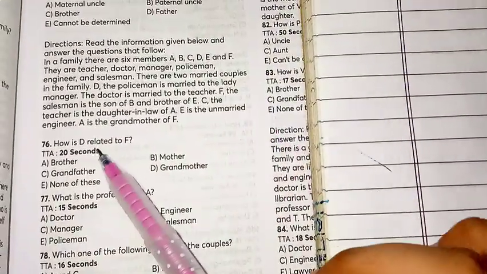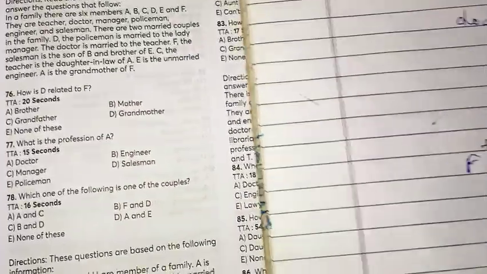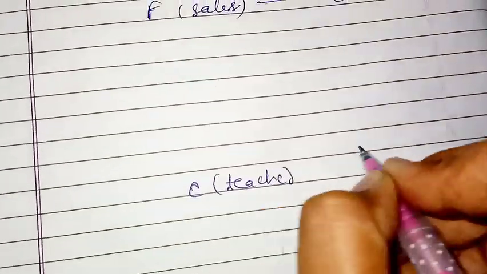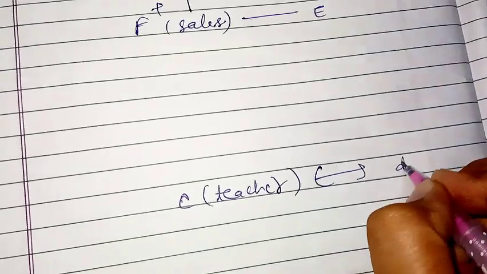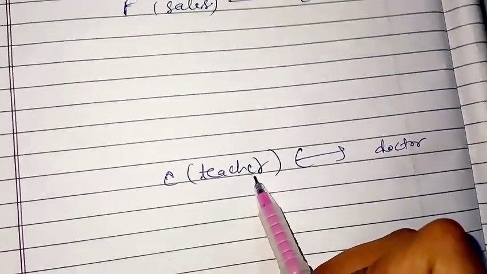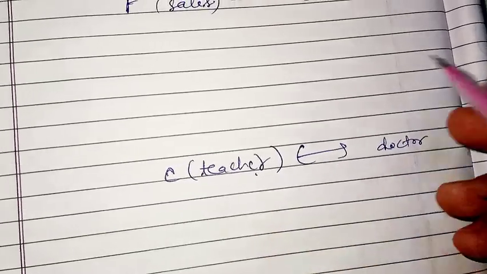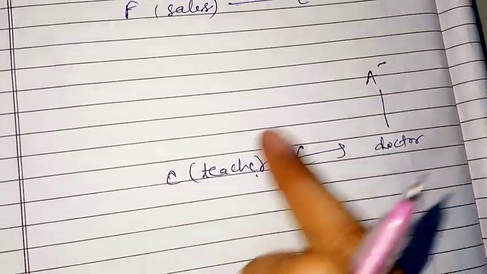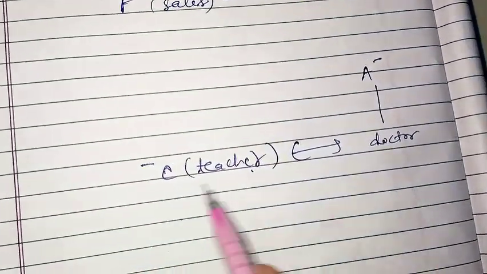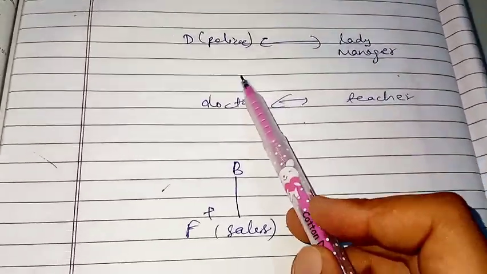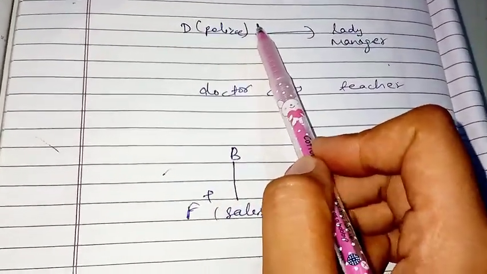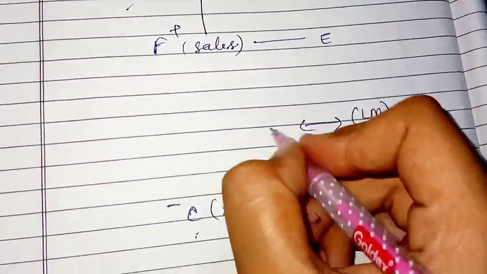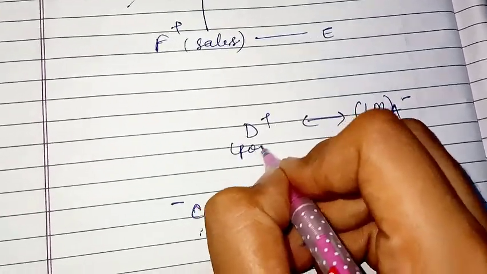Then there is C, the teacher, is the daughter-in-law of A. So C, who is a teacher, is married to the doctor, and she is the daughter-in-law of A. It means that A is the mother of the doctor, okay? And she is the teacher and she is the daughter-in-law. It means C is female. And now we can see that D is police. This pair is already made. Now we are left with lady manager. So it means A is lady manager and A is married to D, who is male and who is police.